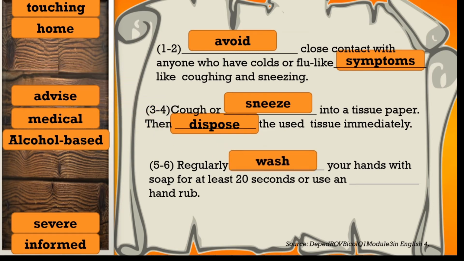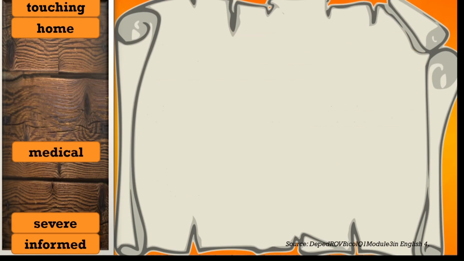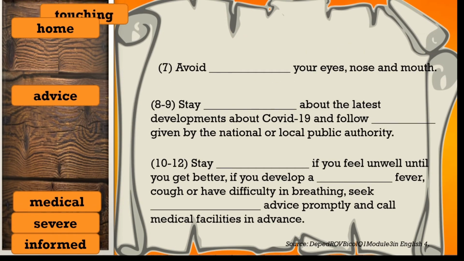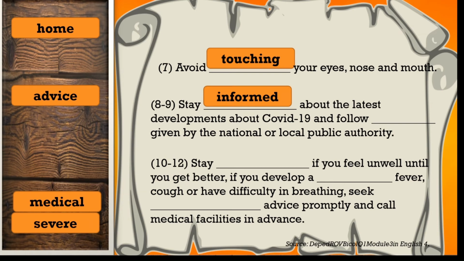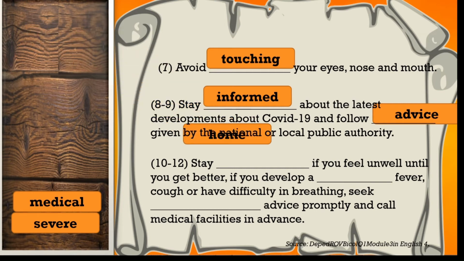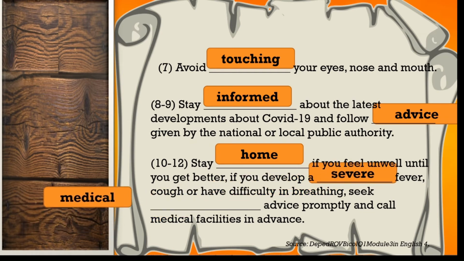For number 5 and 6, regularly wash your hands with soap for at least 20 seconds or use an alcohol-based hand rub. Number 7, avoid touching your eyes, nose, and mouth. For numbers 8 and 9, stay informed about the latest developments about COVID-19 and follow advice given by the national or local public authority. For numbers 10 to 12, stay at home if you feel unwell until you get better.